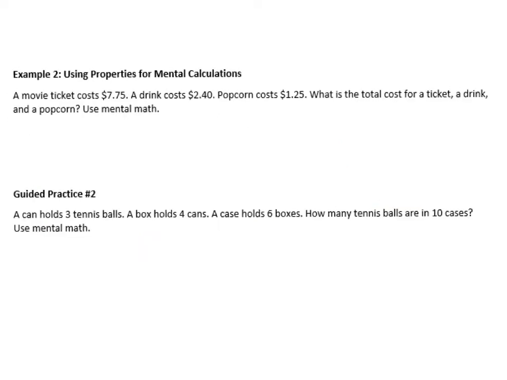All right, example 2. They want you to use the properties for mental calculations. The movie ticket costs $7.75, the drink costs $2.40, and the popcorn costs $1.25. What is the total cost of the ticket? I want you to use mental math. When you're adding money, you want to add to get whole numbers. So if you'll notice, you've got $7.75 and $1.25. If you add a quarter to 75 cents, you get a whole dollar. So add those first. So the 75 cents plus the quarter gives you $1. So that's going to be $8 plus another dollar is $9. Plus the $2.40 is going to give you $11.40.